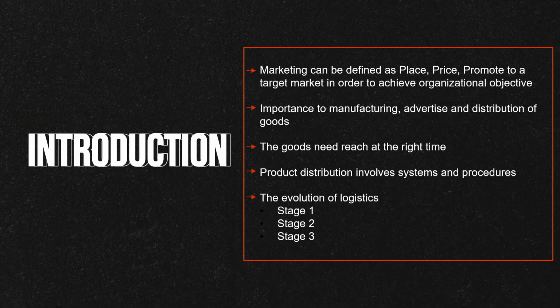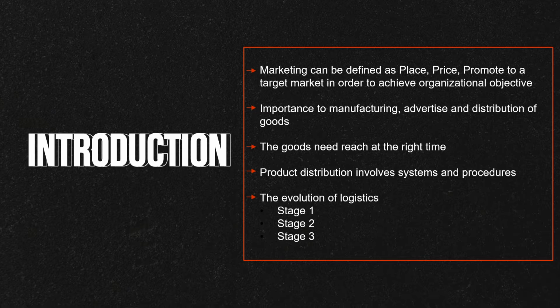Now, let's go to the introduction. Marketing can be defined as place, price, promote to a target market in order to achieve organizational objectives. This definition assigns equal importance to manufacturing, advertising, and distribution of goods. Any marketing activity is incomplete if a well-manufactured product of the right quality, produced at the right cost, and which is well promoted does not reach the consumers at the right time.